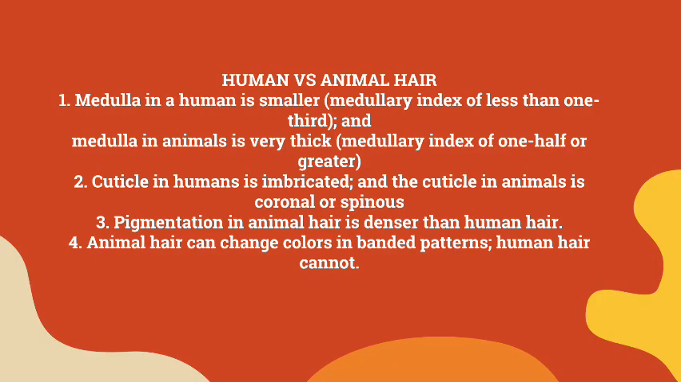Medulla, human versus animal hair. In human hair, the medulla has a smaller index, less than 1/3 of the size. Also, in animals the medulla is very thick, while in humans it is thin. In animals the medulla is 1/2 or greater of the size of the hair.